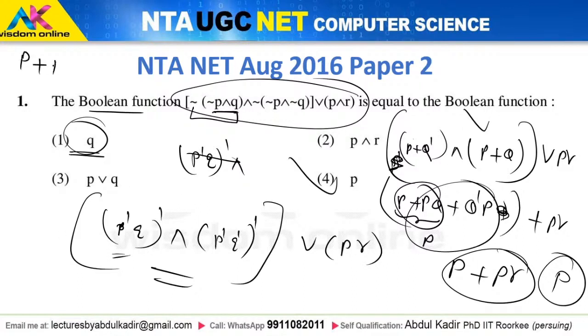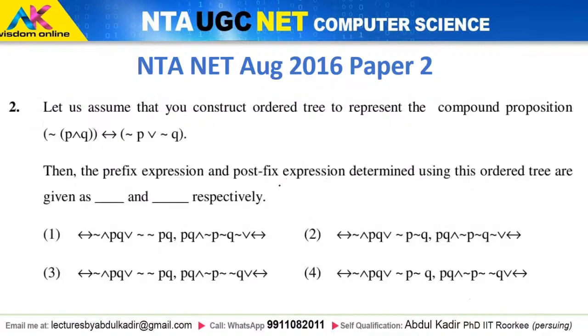I told you this thing, that P plus P, and anything can be here, and the final result will be P. This we have already seen. So the answer will be option 4. Okay. Anyone has any doubt?